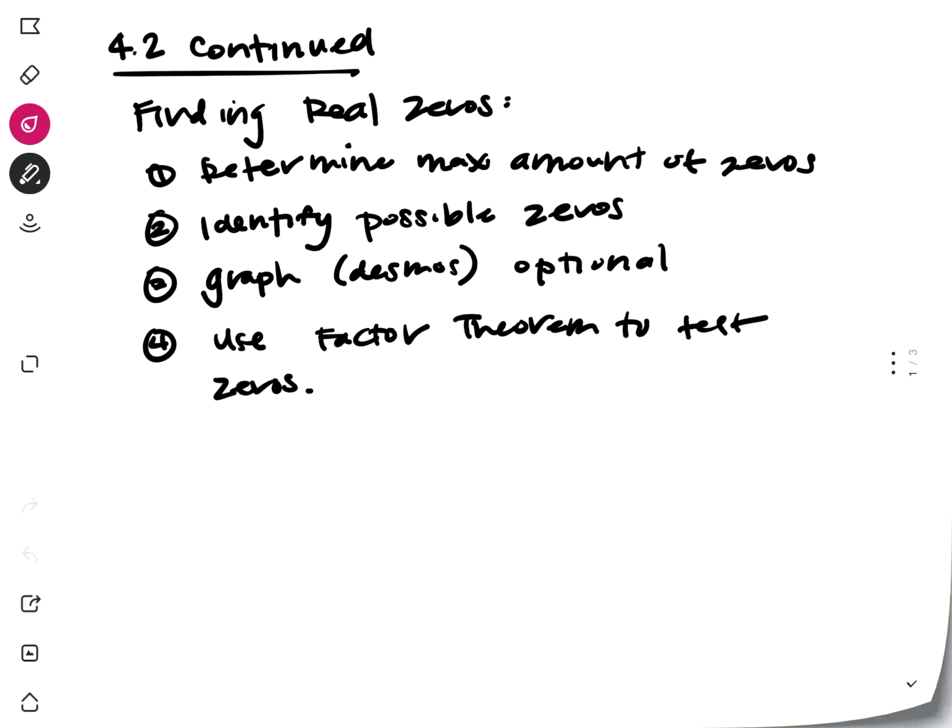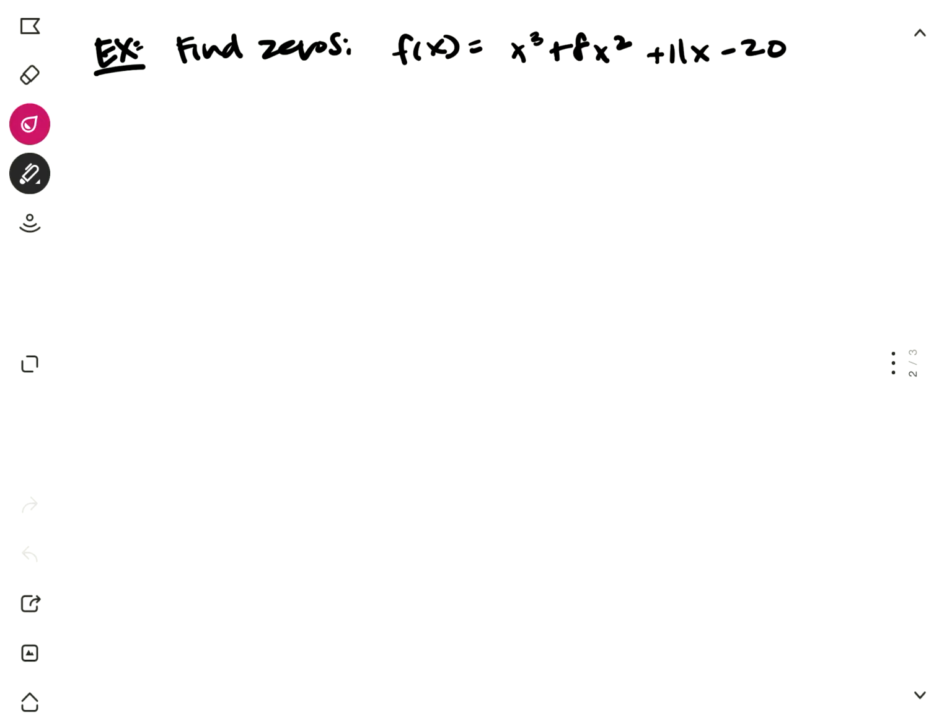All right. So step 1 here, it's asking us find the zeros of x cubed plus 8x squared plus 11x minus 20. So step 1, we're looking at the maximum amount of zeros, right? So that's the highest degree. So the max amount of zeros is 3, right? So the most different zeros we're going to have to find is 3.